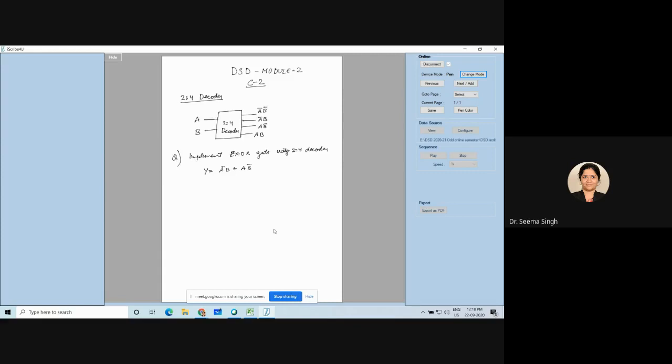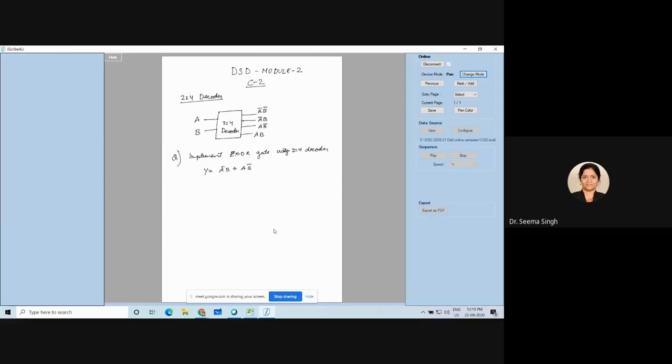I have already given you the hint. Oh, y1 plus y2. Correct. You will have to take your second output and third output, and put these two into one OR gate. You will get your Y. Yes or no? Yes, ma'am.